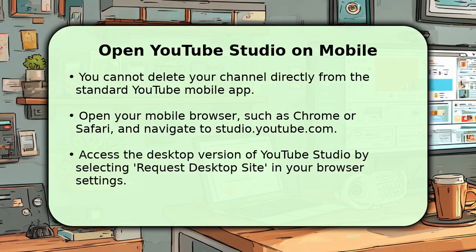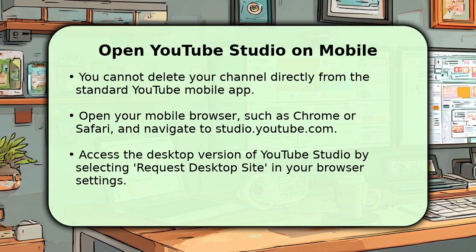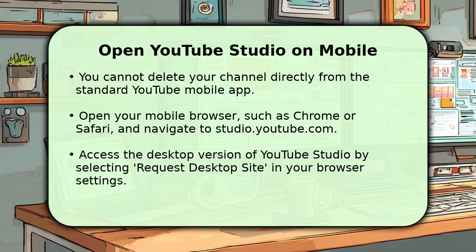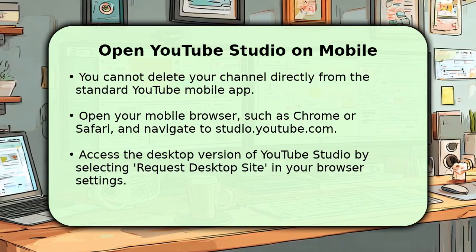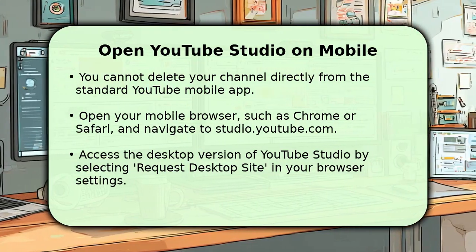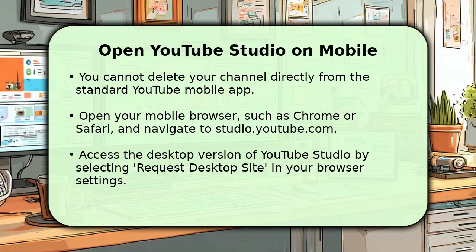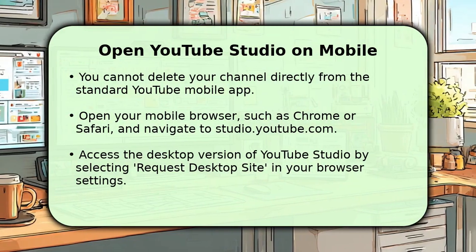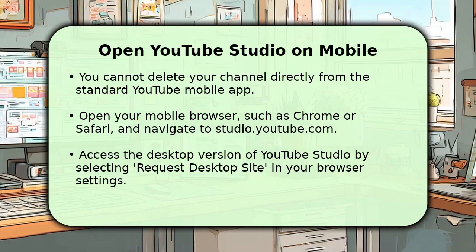You cannot delete a channel using the regular YouTube mobile application, so please open your mobile browser instead. Head to Studio.YouTube.com, then look for your browser settings menu, often 3 dots or lines. From there, select the option to request desktop site, which will display the full Studio interface. This crucial step provides access to the necessary channel management tools.